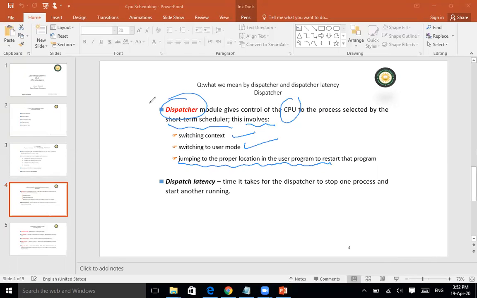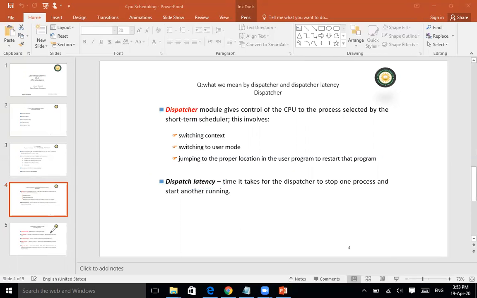The next thing that we have to know is dispatch latency. When we talk about latency, we are talking about time. So dispatch latency is the time it takes for the dispatcher to stop one process and start another one. So the time between stopping one process and starting another one, we call the dispatch latency. Okay, this is very important.